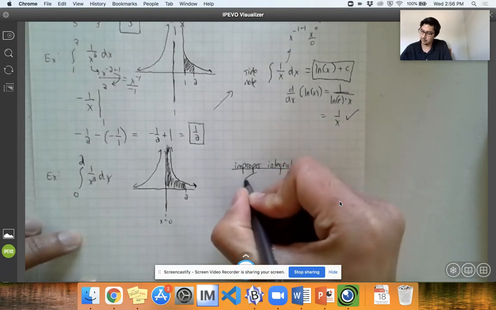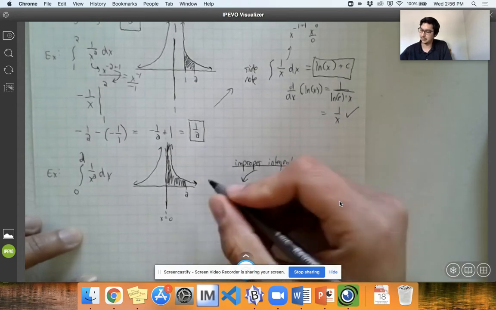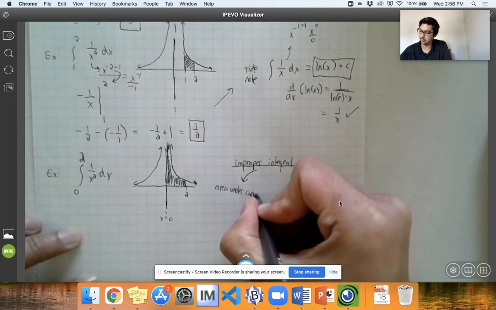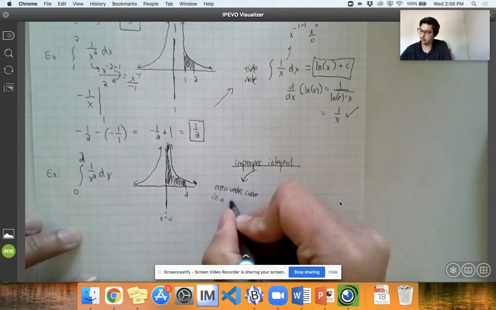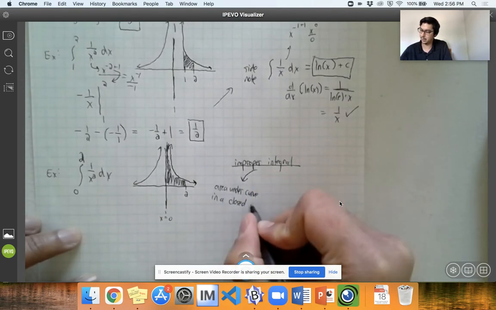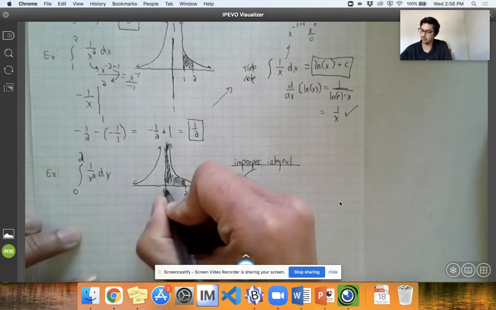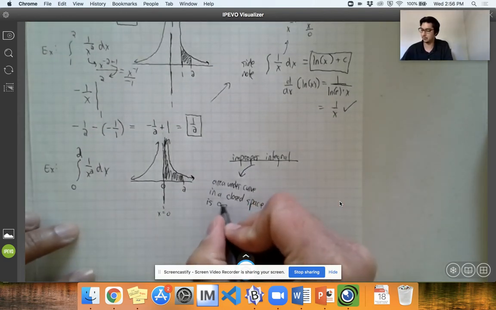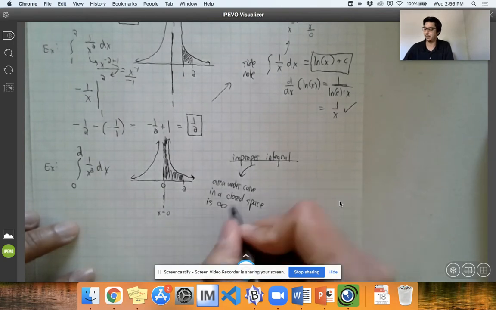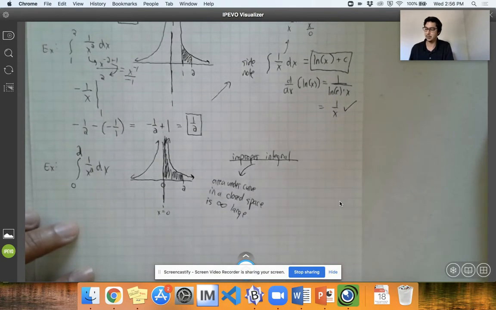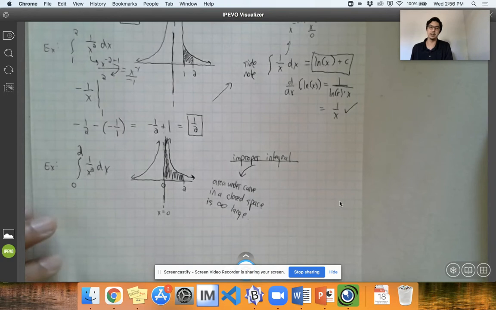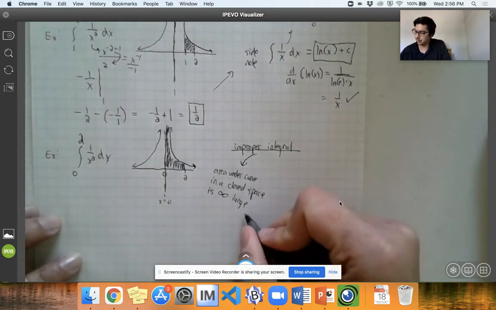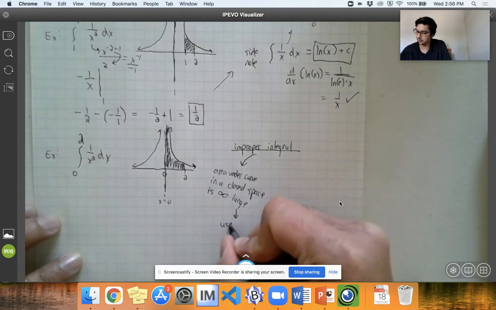where one definition of it is that the area under the curve in a closed space, because again we're saying from 0 to 2 in a closed space, is infinitely large. All right? So how do we go about this? We actually have to solve this using limits.